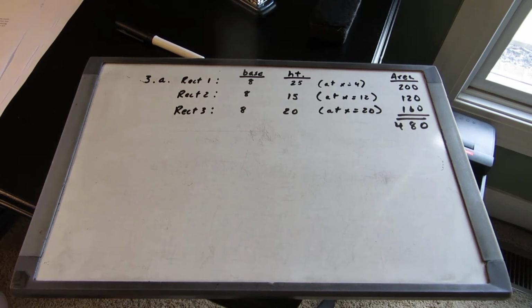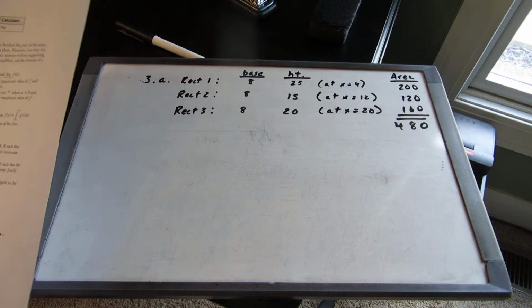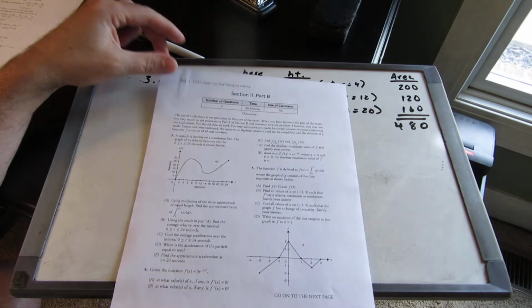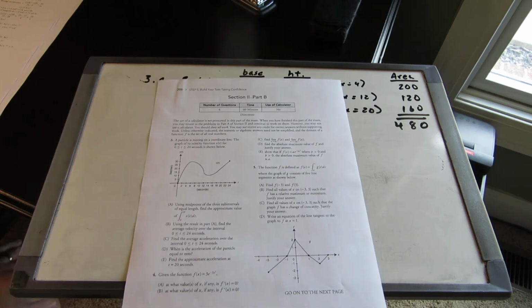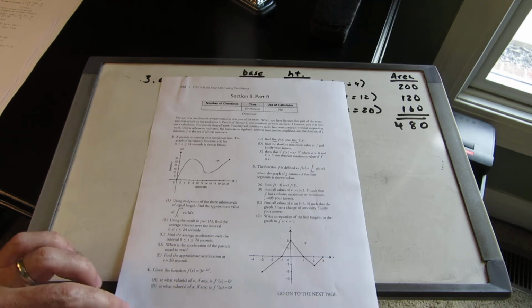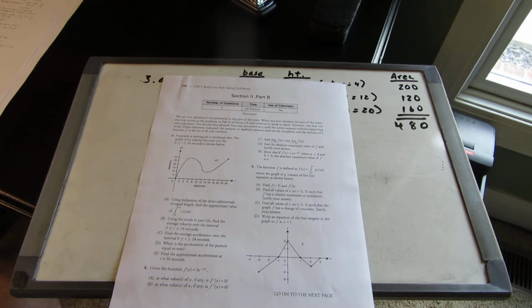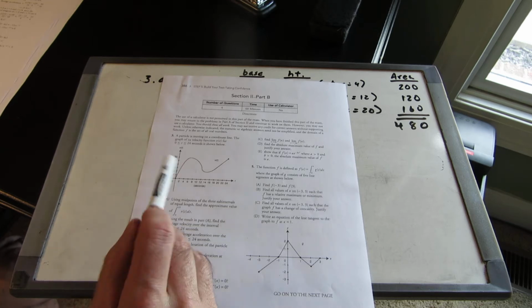Alright, this is practice exam 2, and we're going to start at number 3. We don't get to use a calculator on this part, and you get roughly 15 minutes a problem, 4 total questions. So number 3 says a particle is moving on the coordinate plane. The graph of its velocity function is right here.